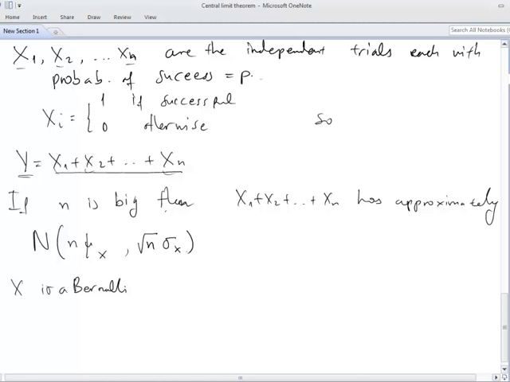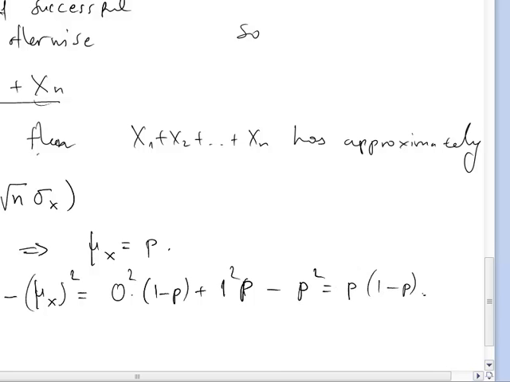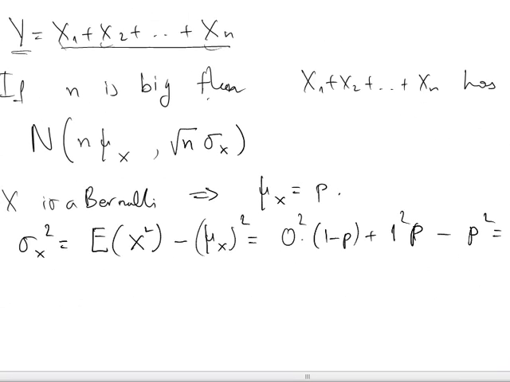So if x is Bernoulli, then the mean of x is equal to p. Let's calculate the standard deviation of x. Let's take the variance first. This is E of x squared minus the mean of x squared. This is 0 squared times 1 minus p plus 1 squared times p, minus p squared. So that will give me p times 1 minus p. So the standard deviation of the sum is going to be the square root of n times p times 1 minus p.